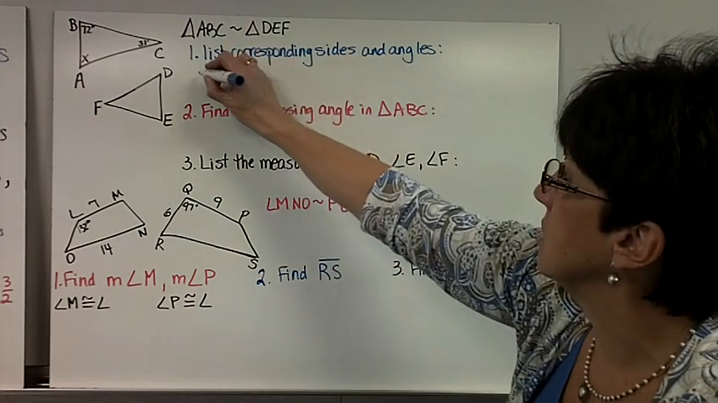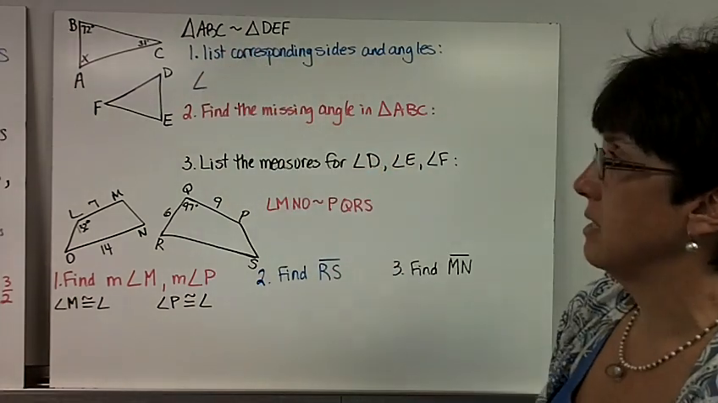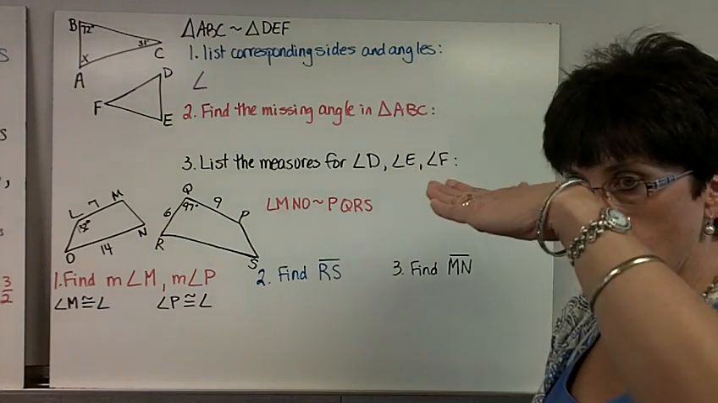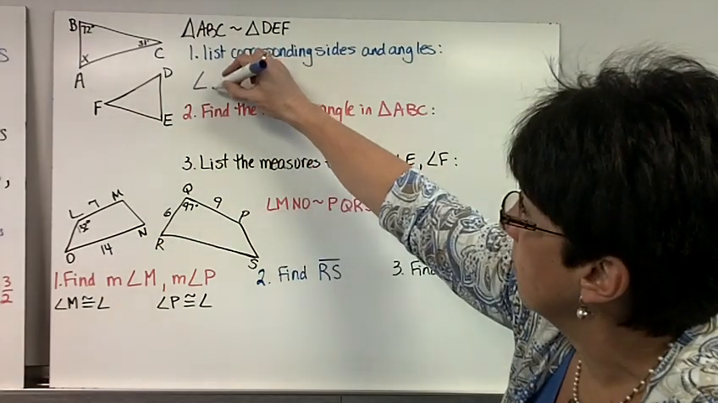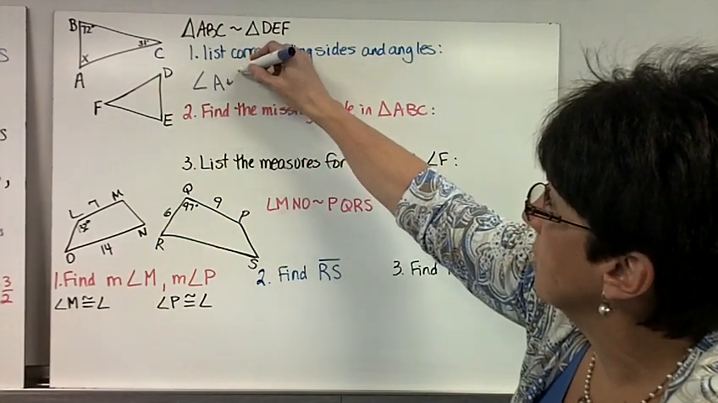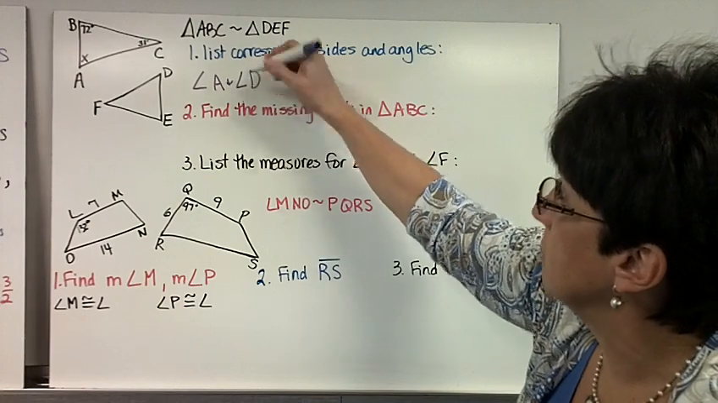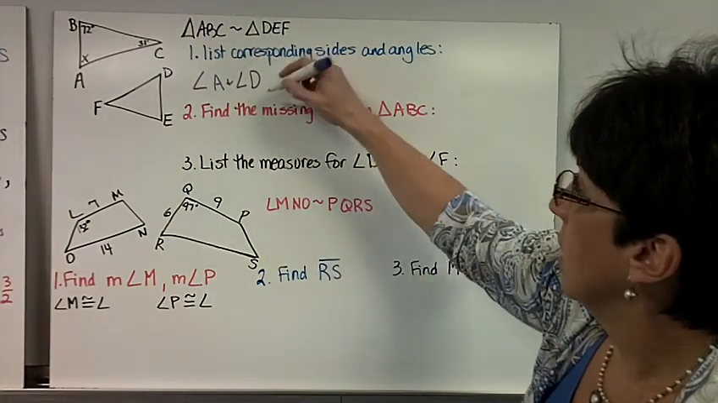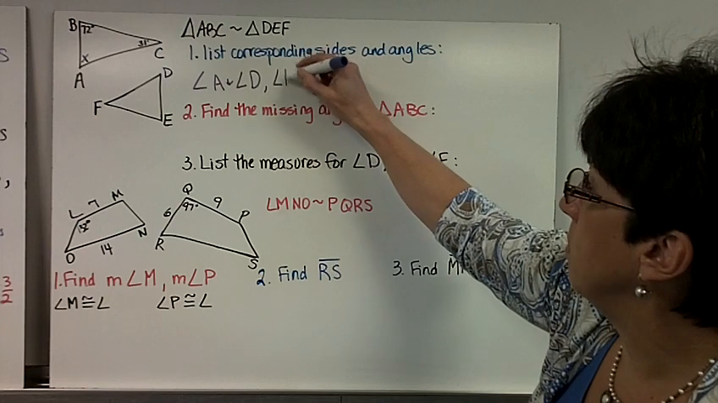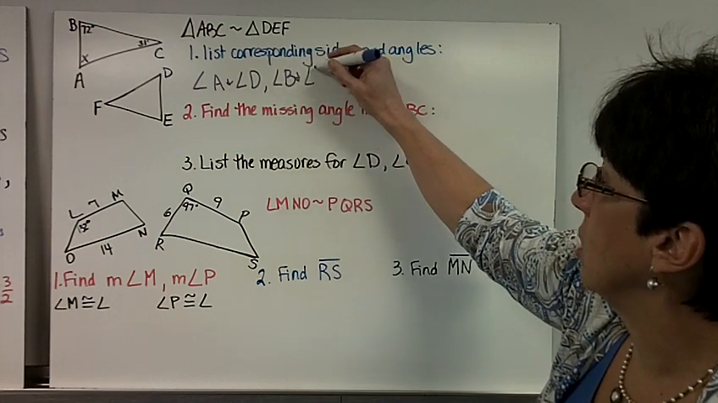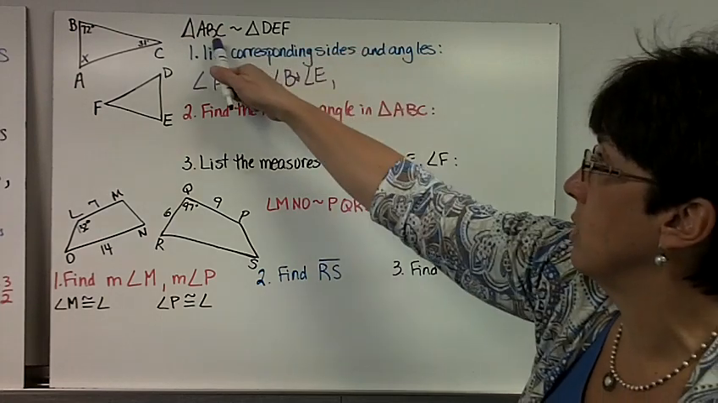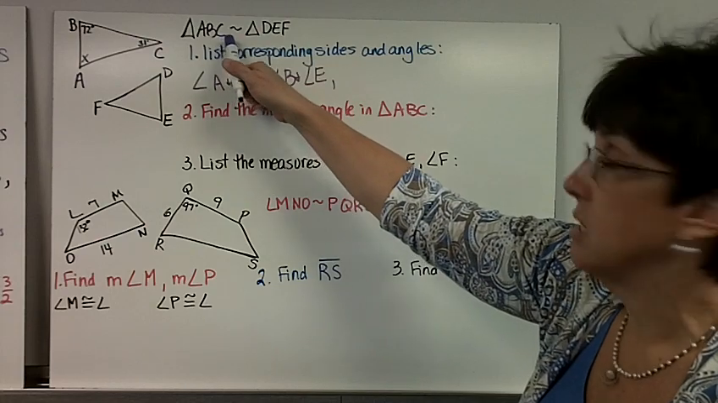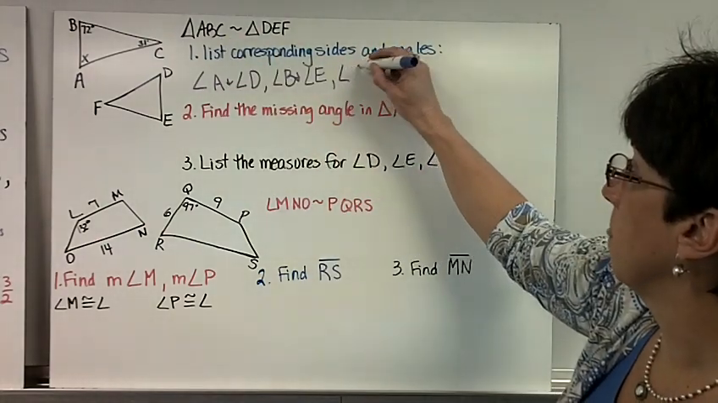So you make the angle symbol, it's kind of like a less than symbol, but the bottom is straight on the line. So angle A and angle D, because they're the first ones, comma, angle B and angle E, because they're the middle ones, and then angles C and F.